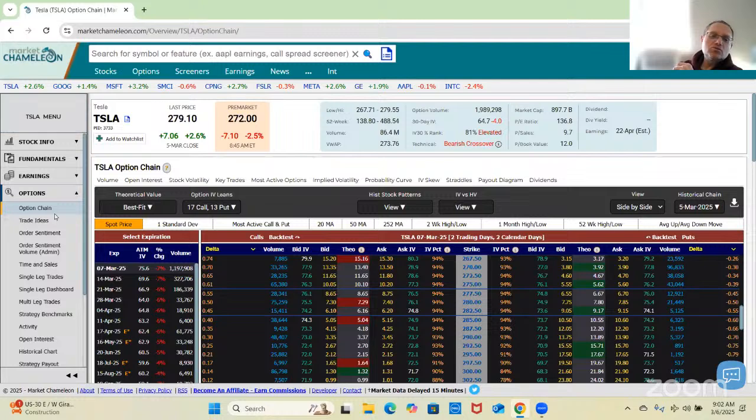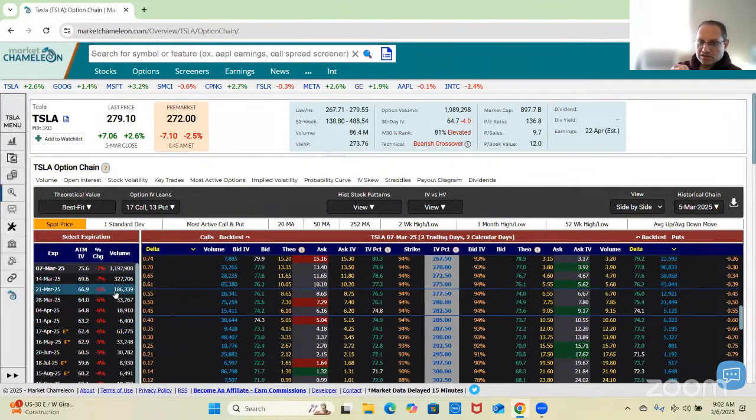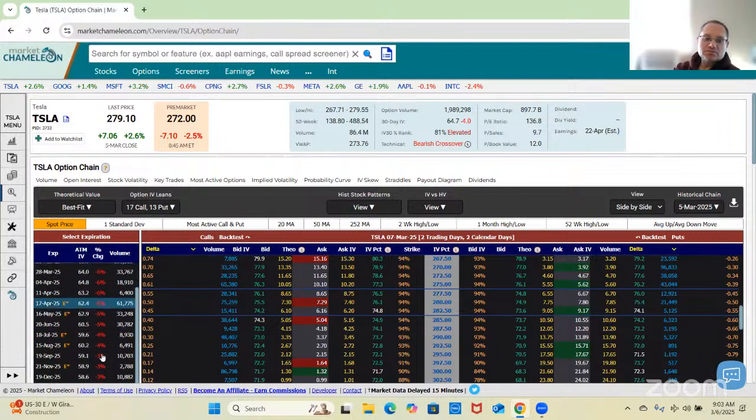So over here, we see we have all these different expirations available to trade in Tesla. Let me close this menu here to expand it, but you could see here starting March 7th, there were over 1 million options traded in Tesla. And as you scroll down, these are other expirations organized by the shortest dated to the longest dated options.